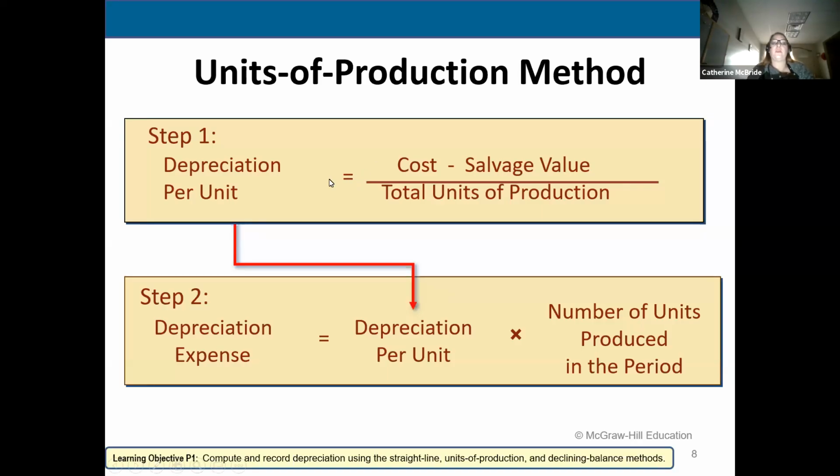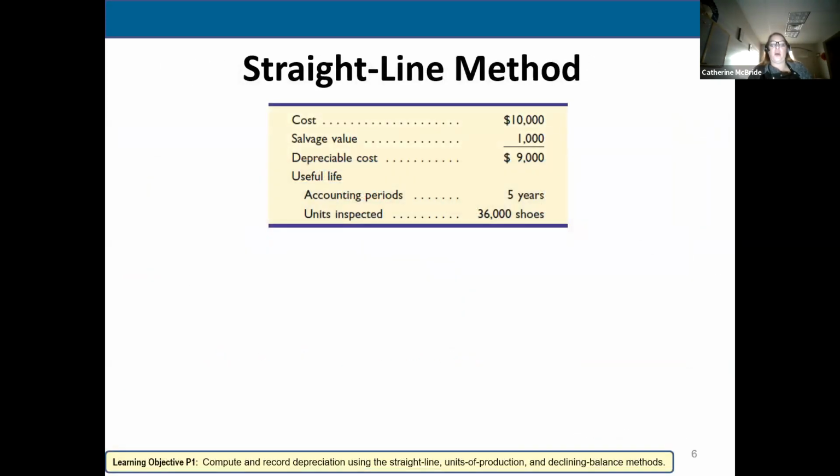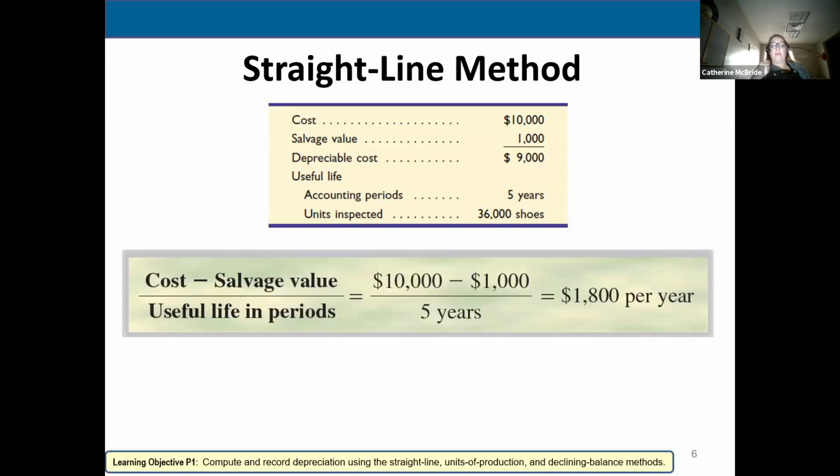This video covers the units of production method. So remember that I said that the units that we're using, let's go back to our data. I said that the units that we are using is going to be the same as life, sorry, let me think.